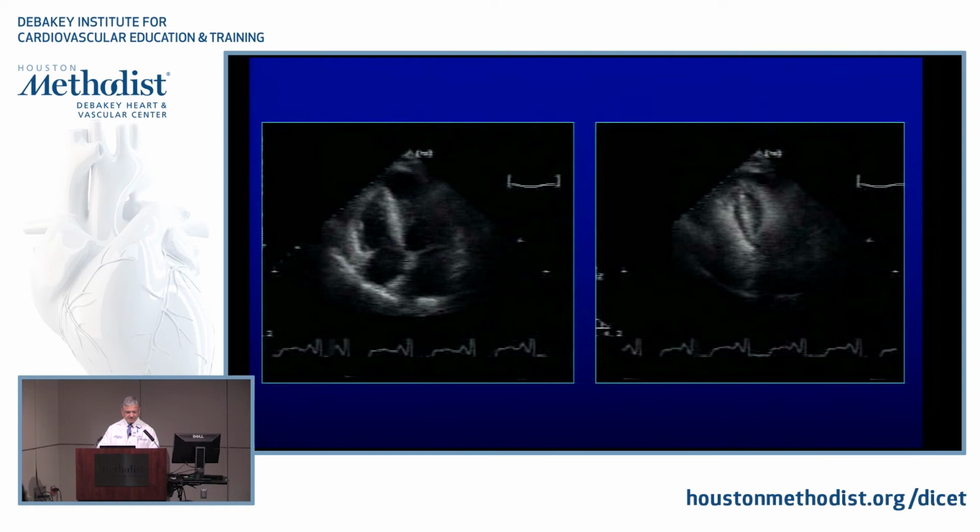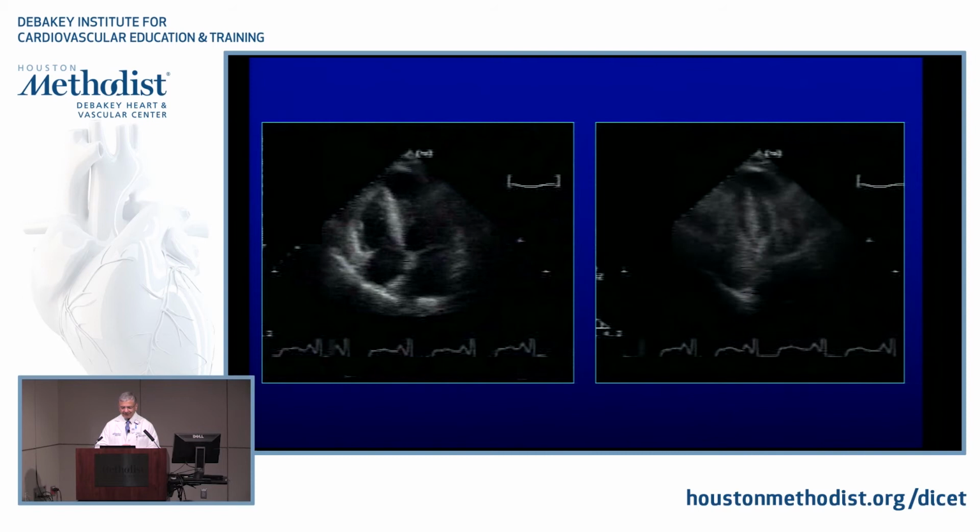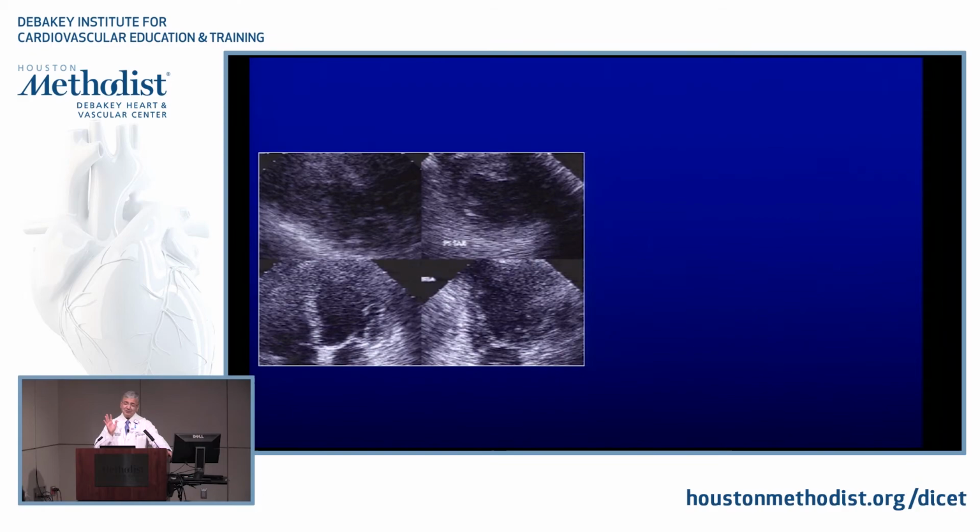There you go. Your aneurysm is gone. Actually it's HCM, your garden variety septal hypertrophy. That's your garden variety septal hypertrophy. Okay. This case I always show.